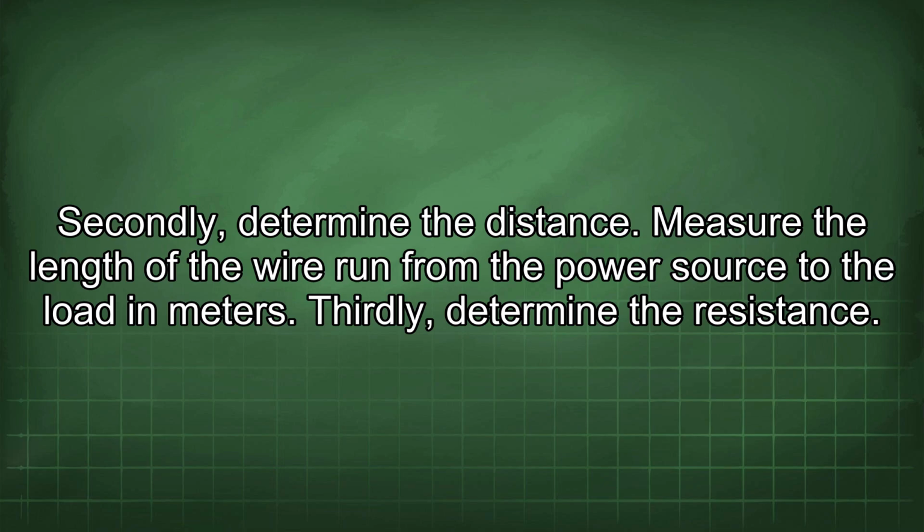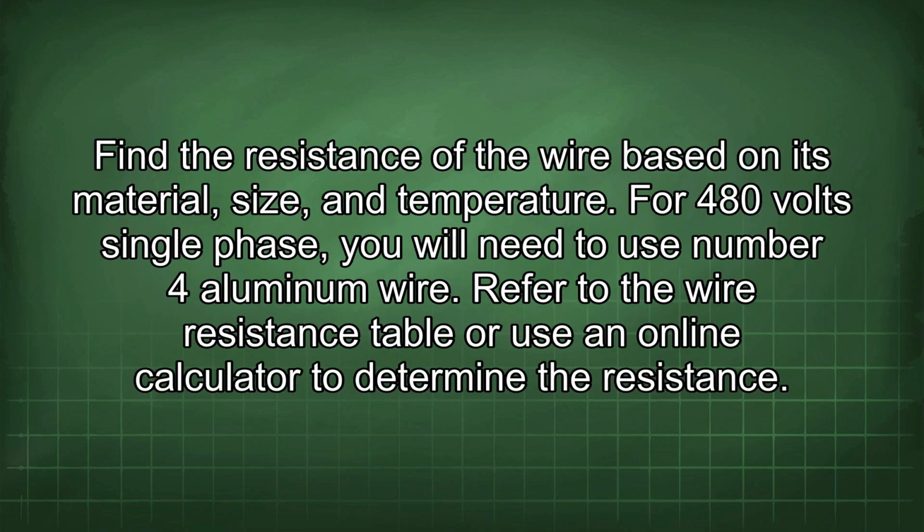Secondly, determine the distance. Measure the length of the wire run from the power source to the load in meters. Thirdly, determine the resistance. Find the resistance of the wire based on its material, size, and temperature. For 480 volts single phase, you will need to use number 4 aluminum wire. Refer to the wire resistance table or use an online calculator to determine the resistance.